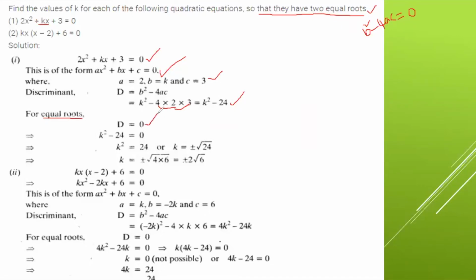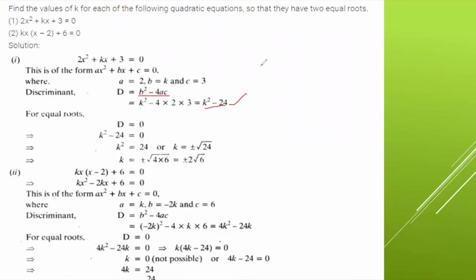Capital D is equal to 0. So k is equal to plus or minus root 24. Understand? The factors of 24 are 4 and 6. 4, 6, 24. So 4 will come out, it becomes a 2. So plus or minus 2 root 6. All up to here clear, children? Yes, sir. Yes, because b square minus 4ac. So this is the value.